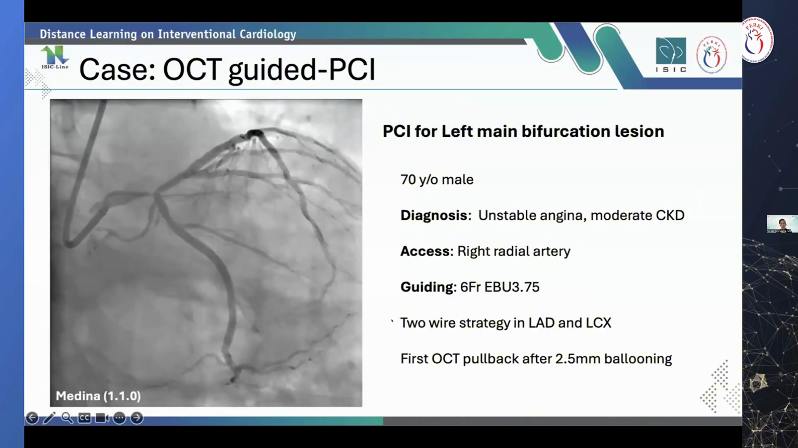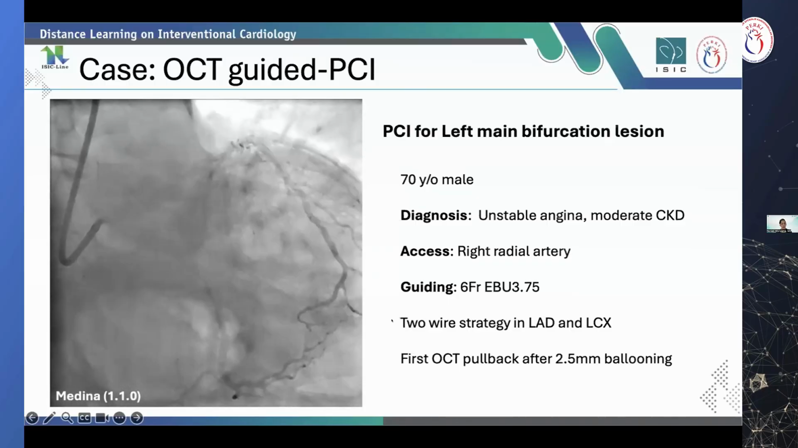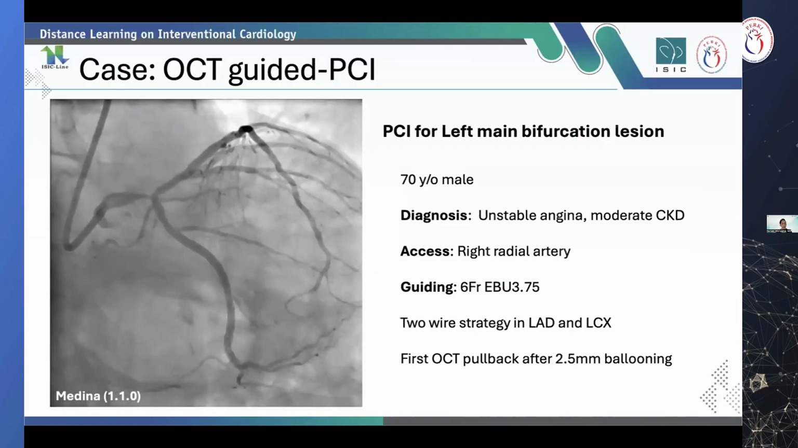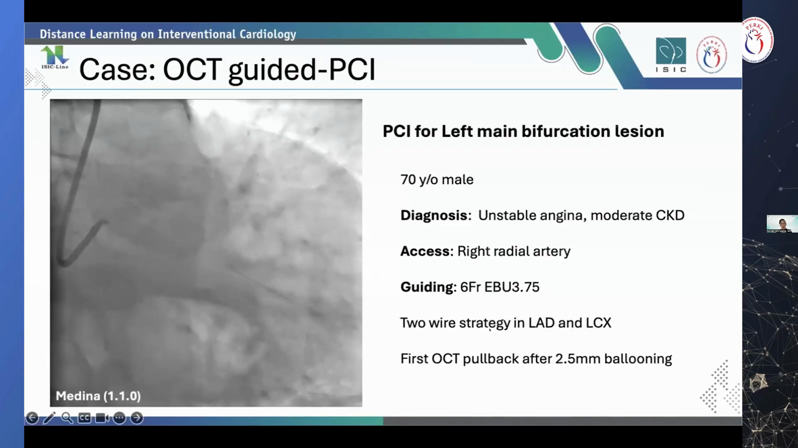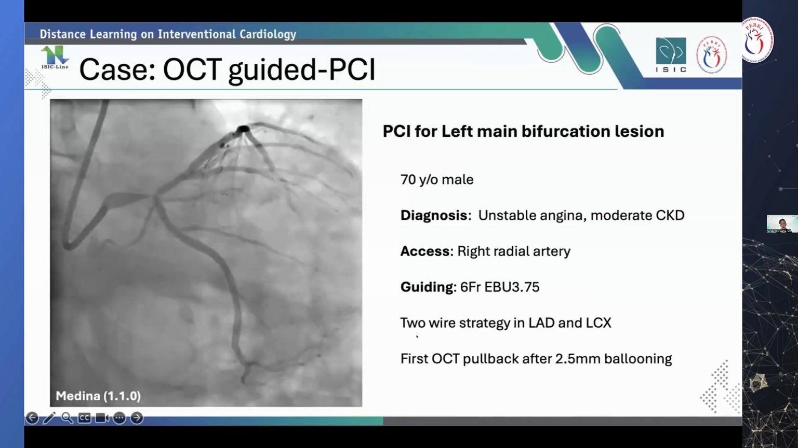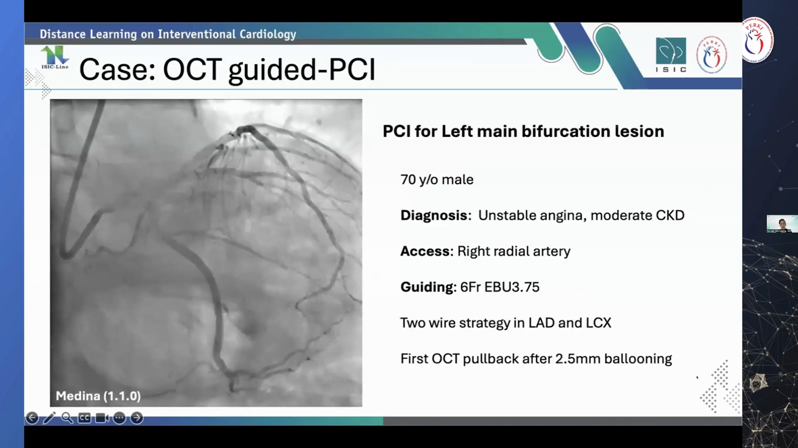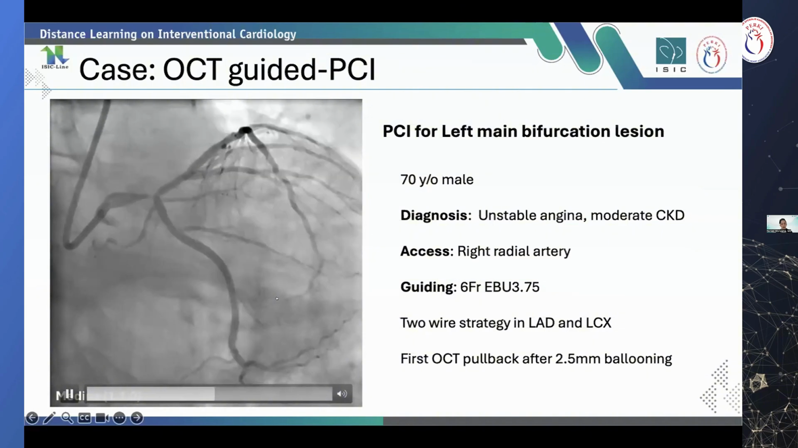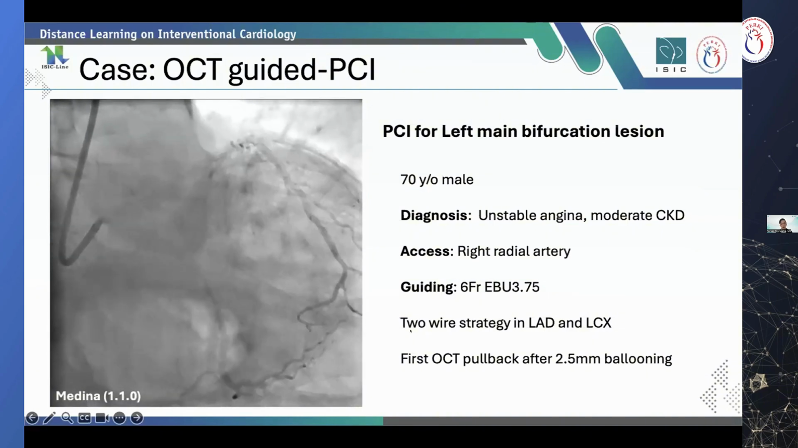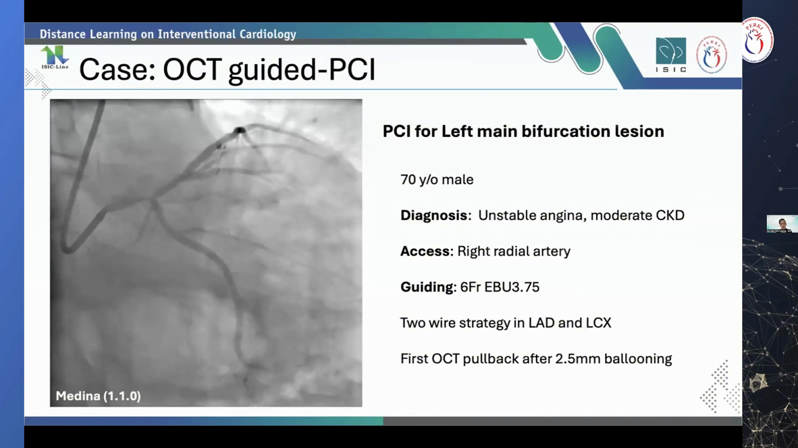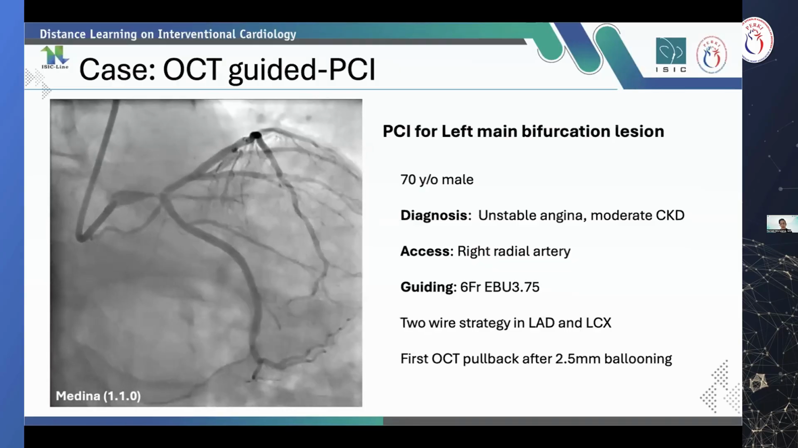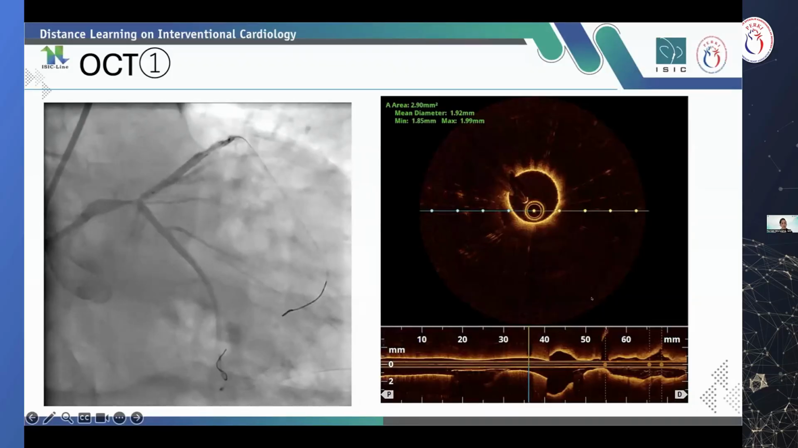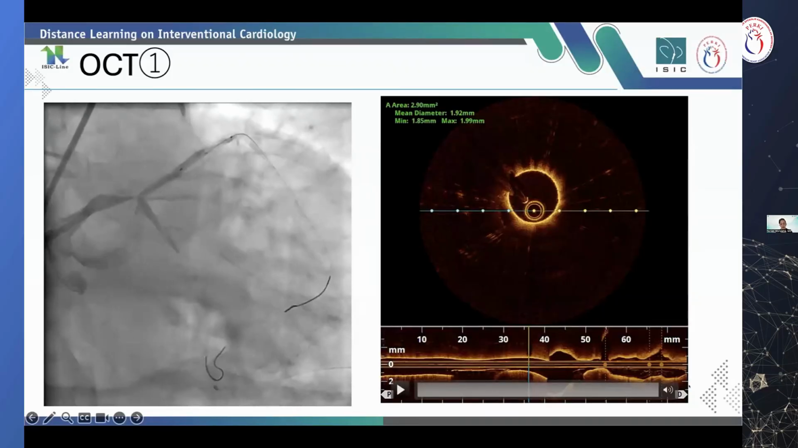I use a 6-French guiding catheter because there's no significant calcification by angio. And my strategy is a two-stent strategy in the LAD and left circumflex, and this is an unstable angina patient. So the first OCT pullback was performed after small size ballooning. This is the first pullback OCT.